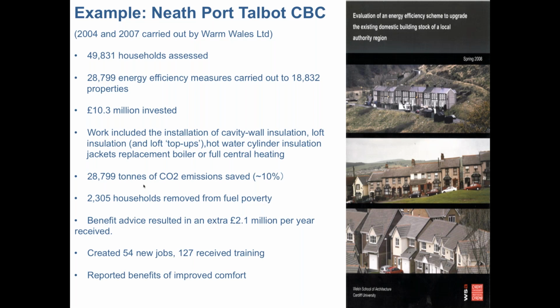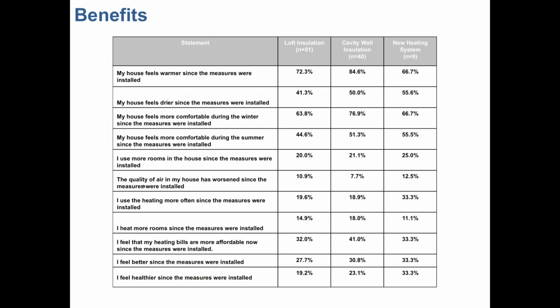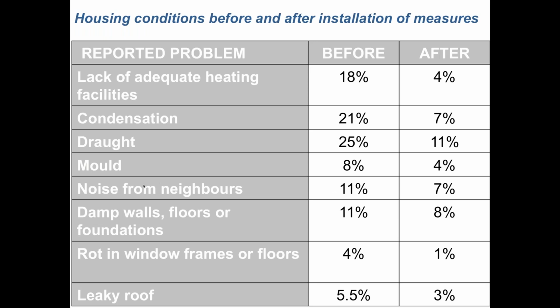And then there were also reported benefits of improved comfort. We can see from a survey carried out at the end of the program, people felt their house was warmer, it was drier, it was more comfortable, etc. So there were a lot of other improvements that were achieved. Also, there were some housing conditions that were reported to have been improved. Heating was better, condensation risk was reduced, drafts were reduced, mold was reduced, etc. So there are, again, added benefits of these programs.